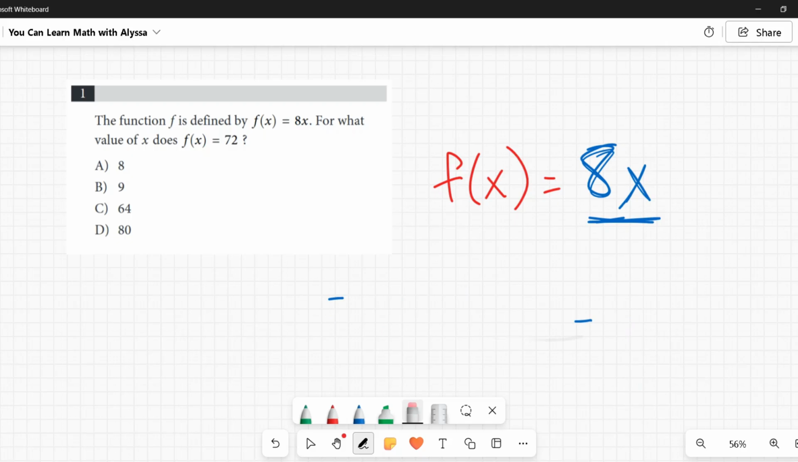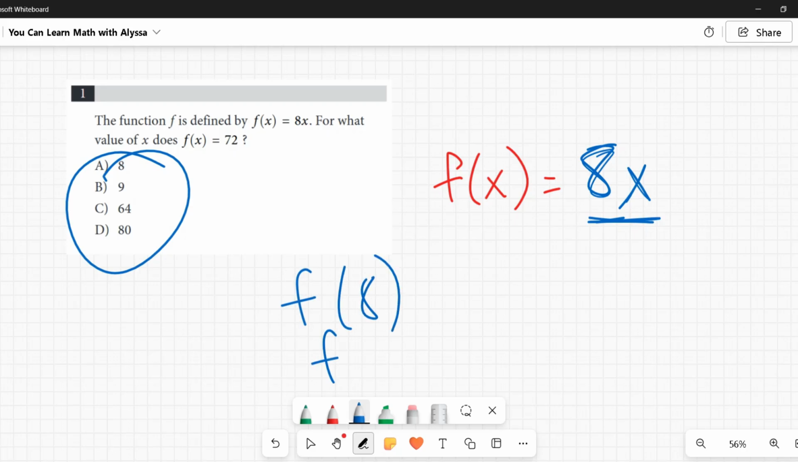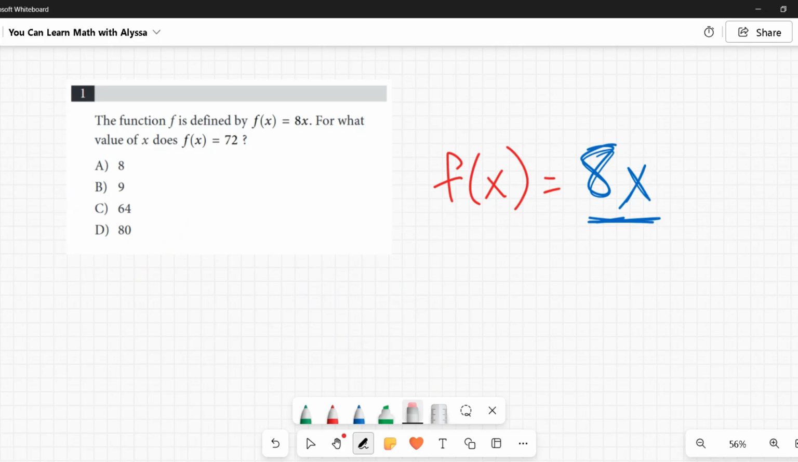So what they're asking is, f of which of these numbers equals 72? Is it f of 8? Is it f of 9? F of 64? F of 80? And there's two ways that you can look at this.